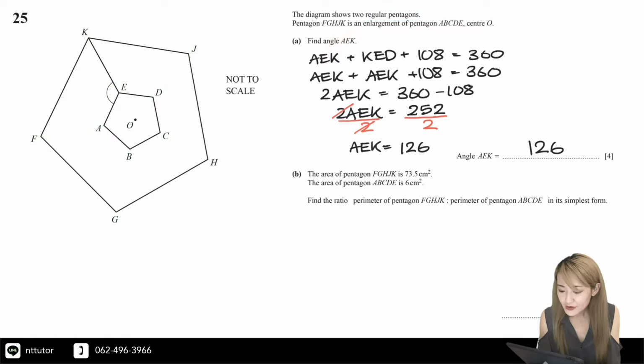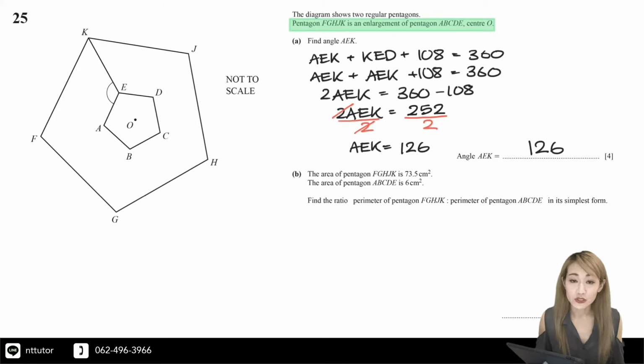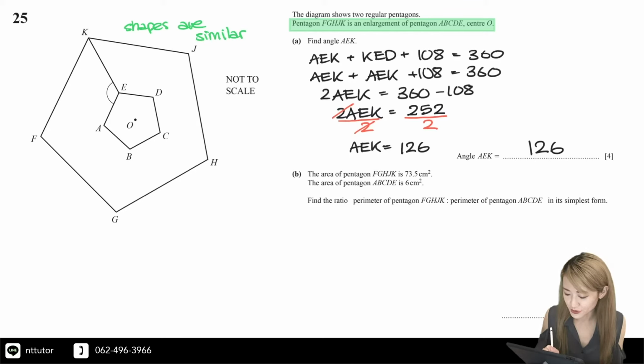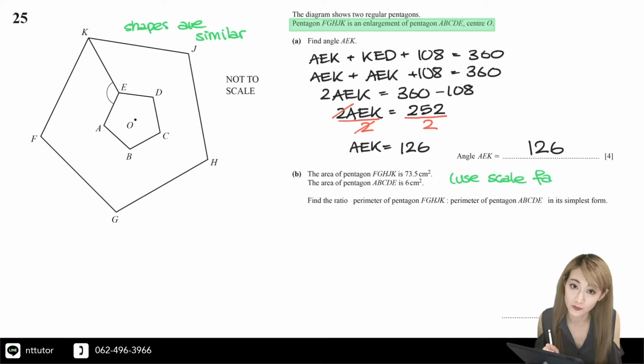B. The area of pentagon FGHJK is 73.5 centimeters squared. The area of pentagon ABCDE is 6 centimeters squared. Find the ratio perimeter of pentagon FGHJK to perimeter of pentagon ABCDE in its simplest form. We know from the question that the pentagons are enlargements of each other. This means that the shapes are similar. And whenever the shapes are similar, we can use scale factors to solve the problem.